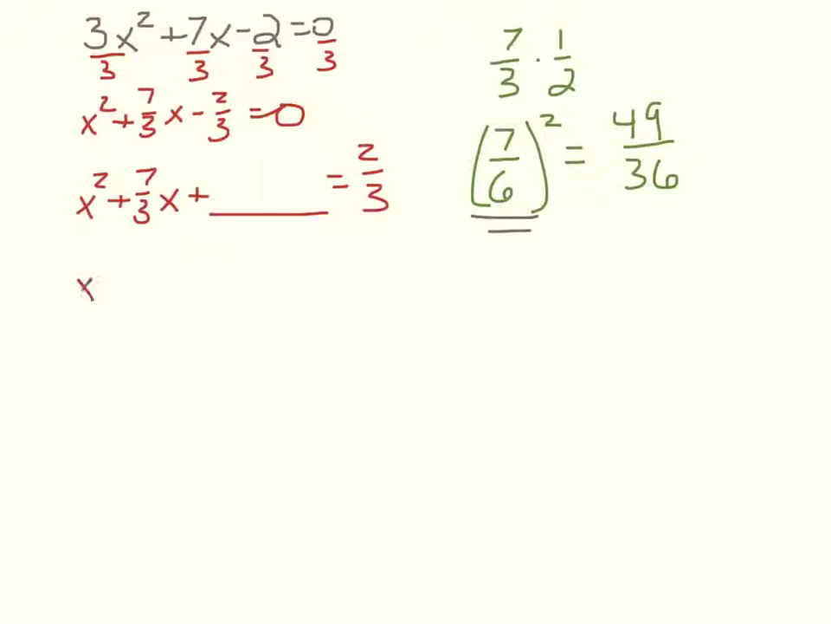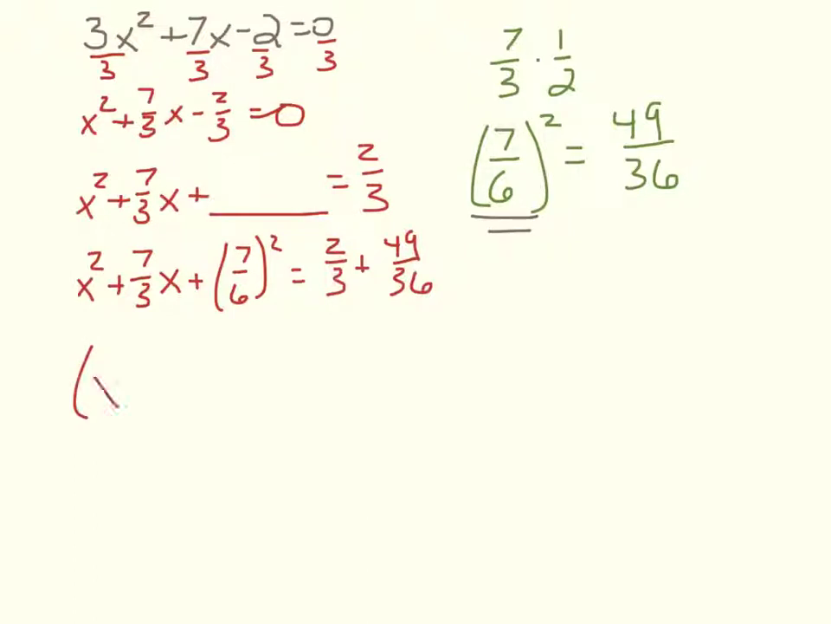So what we have is x squared plus 7/3 x plus 7 over 6 squared equals 2/3 plus 49 over 36. Okay, the left-hand side is going to factor just as easy as it was before, even though there's a lot of fractions around. Doesn't make it any more difficult now. Right, we're going to take the sign of the middle term. We're going to write the 7/6 quantity squared. That's going to equal, right, we're going to want to add these two together.